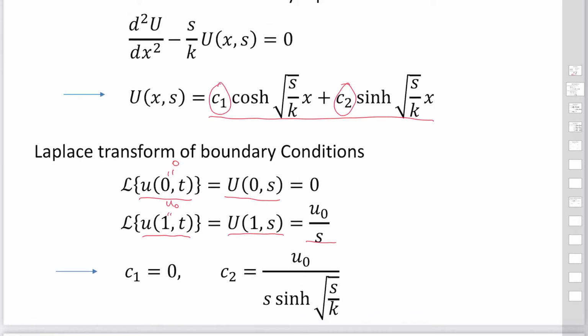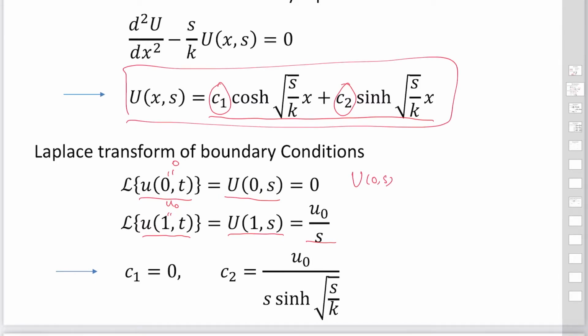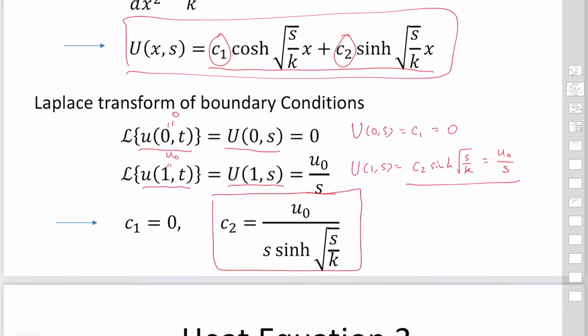Substitute x equals 0 into these equations. Then hyperbolic cosine 0 is 1, so this is c sub 1, and hyperbolic sine 0 is 0. So c sub 1 equals 0. For the second equation, u at x equals 1, c sub 1 has already become 0. So c sub 2 hyperbolic sine of square root of s over k equals u sub 0 over s. You can determine c sub 2 using this equation.